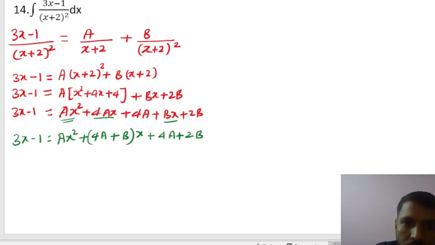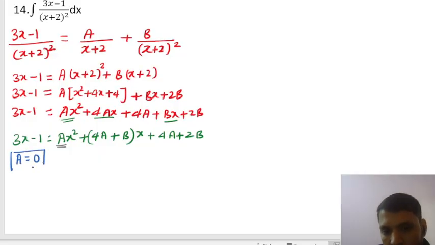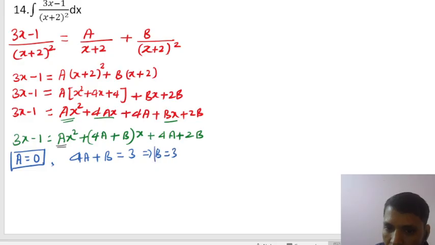Right, now we can equate the coefficient of x square first. In the RHS the coefficient of x square is a, but in the LHS there is no x square term, so a is equal to 0. Right? So finally, directly we got a value. Now we have to equate the coefficient of x. In the RHS we have 4a plus b, and in the LHS this is equal to 3. Since a equals 0, from here we get b equal to 3.